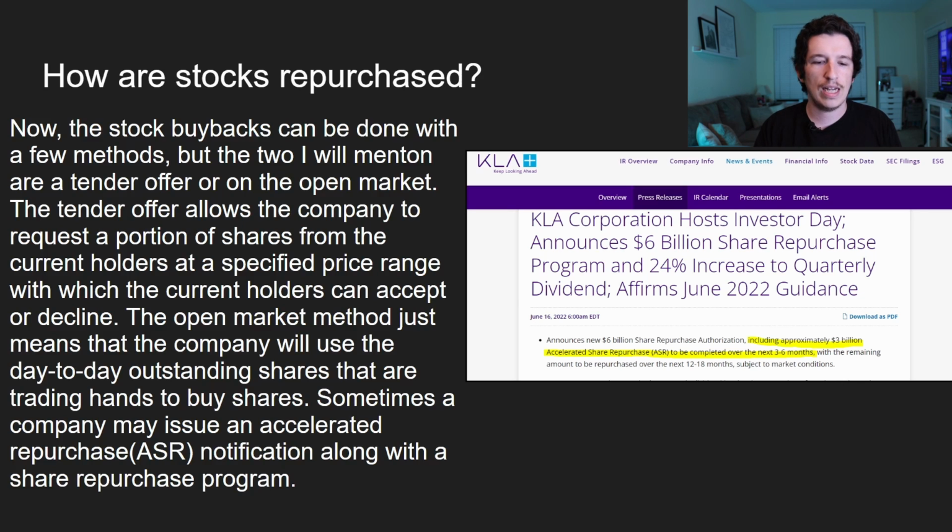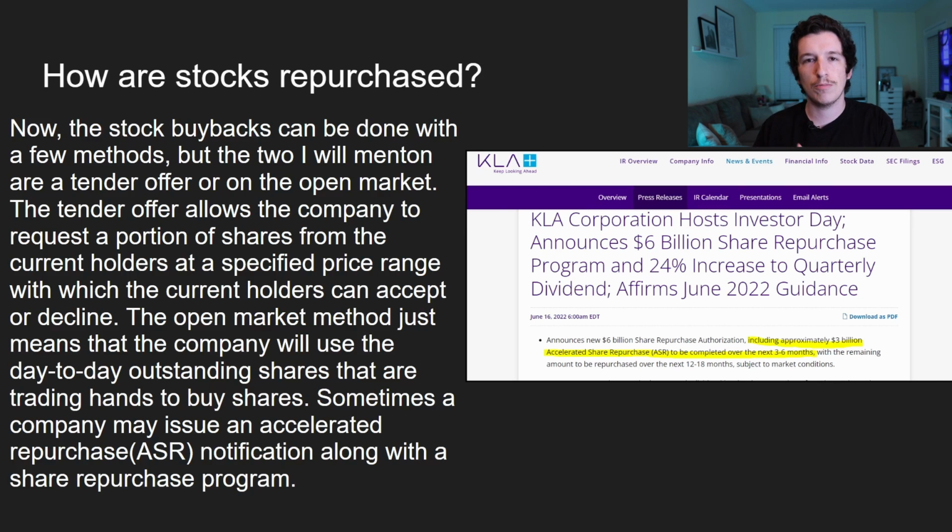So there's one last thing that I wanted to mention as well. There's something called an ASR, or accelerated repurchase notification, and essentially what this does is tell you a company is going to buy a certain amount of shares within a certain amount of time. So on the right, I decided to look at KLA Corporation, one of the companies I've been looking into recently, and they announced a share repurchase authorization along with an accelerated share repurchase. Essentially, in total they have $6 billion, and of that $6 billion, they've allocated $3 billion to start repurchasing within the next 3 to 6 months.